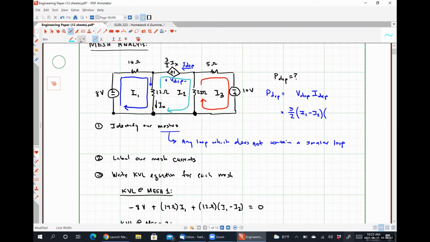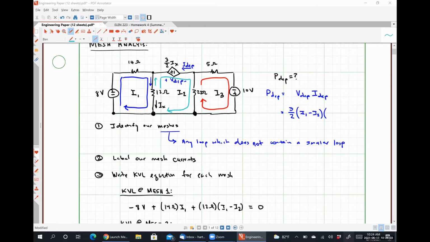And we also have a current of I2 flowing up through that same 12 ohm resistor. So since there are two mesh currents flowing in opposite directions, IX has to be the difference of those two, where we take the one flowing in the same direction as IX to be positive and the one flowing in the opposite direction of IX to be negative. So that's why we get IX is equal to I1 minus I2.